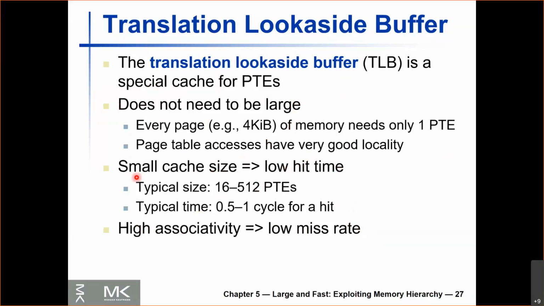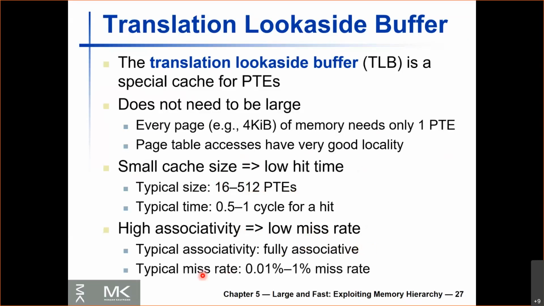So I make this cache size small to have a low hit time, and I have a high associativity to have a low miss rate. In fact, typical associativity for TLBs is fully associative. So TLBs are usually fully associative caches, which is fine with this size. If I just have 16 to 512 page table entries, then a fully associative cache is perfectly fine. And the typical miss rate on a TLB is 0.01% to 1%.